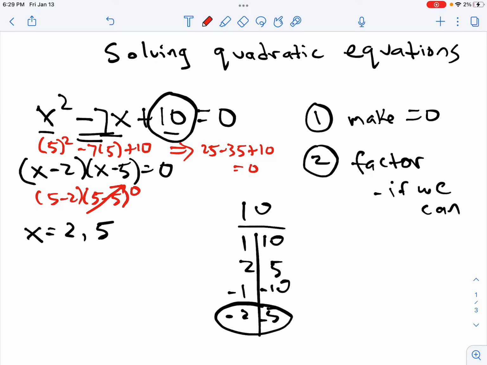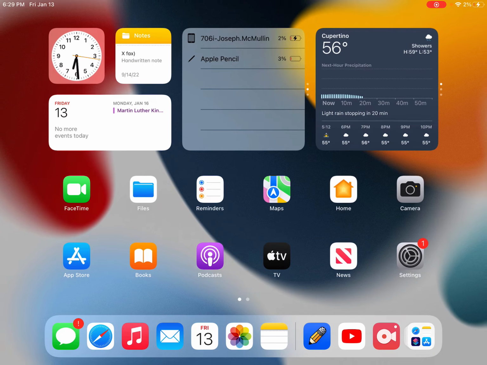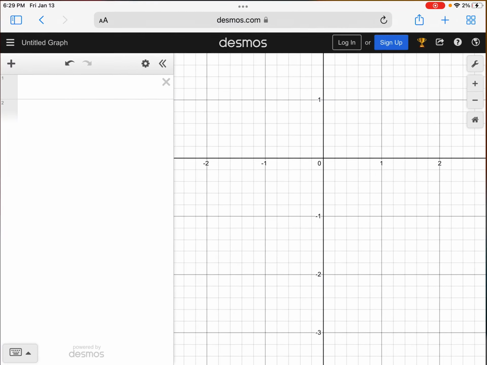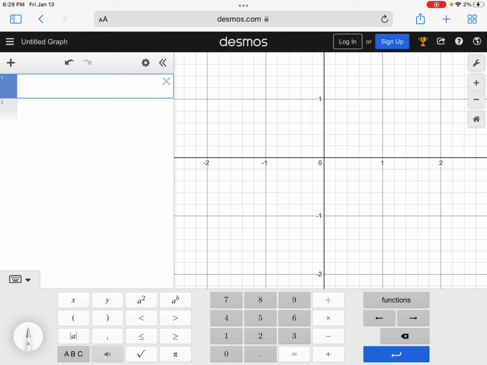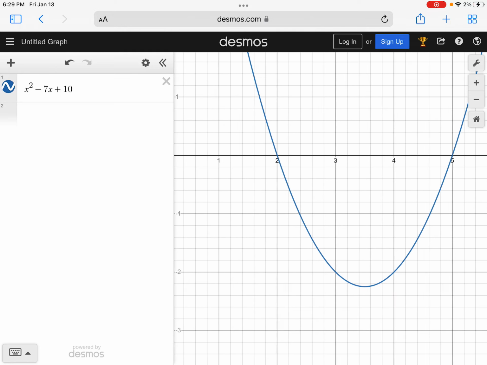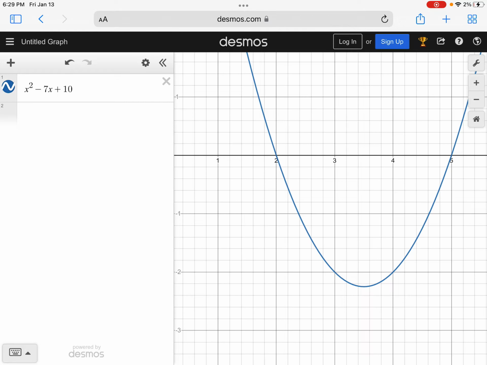Now you can check your solutions graphically as well. Let's go ahead and plug this into Desmos and just make sure we get the same thing. So if I write this here in Desmos, x squared minus 7x plus 10, and we take a look here, it goes through these two points. When x is 2, y is 0, and when x is 5, y is 0. So your two solutions to the equation are 2 and 5.